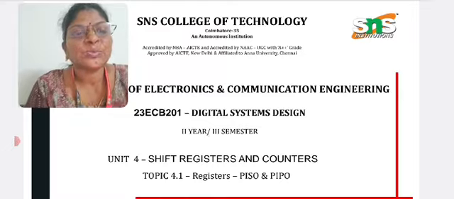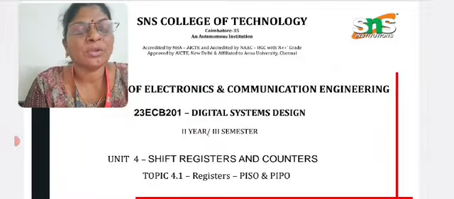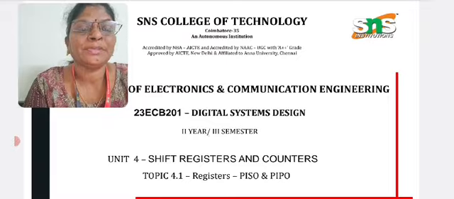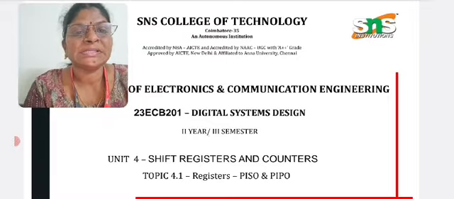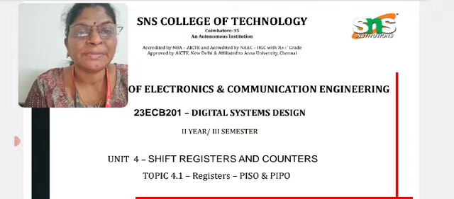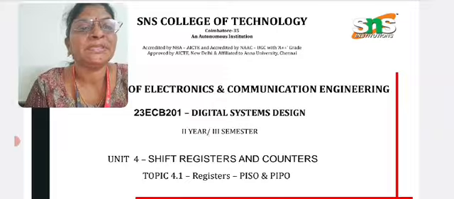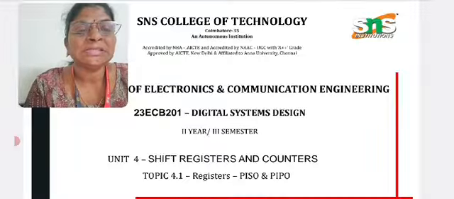In the previous class, we discussed SISO and SIPO. In this session, we are going to discuss PISO and PIPO. PISO registers are parallel in serial out registers, and PIPO registers are parallel in parallel out registers. From the name itself, we can say PISO means your input will be in parallel and your output will be in serial. PIPO means both your input and output will be in parallel. So this is about PISO and PIPO. Let us discuss in detail.